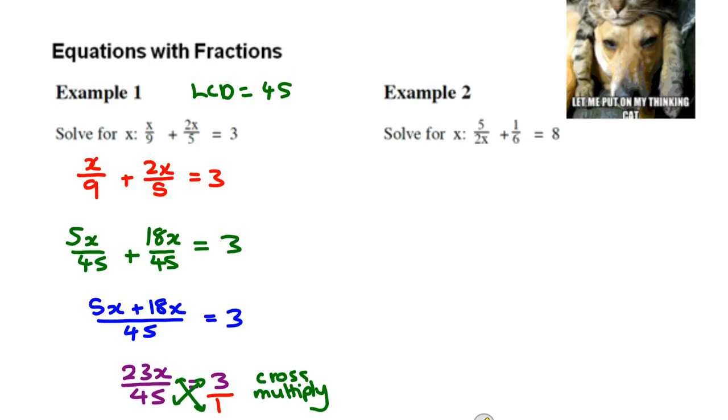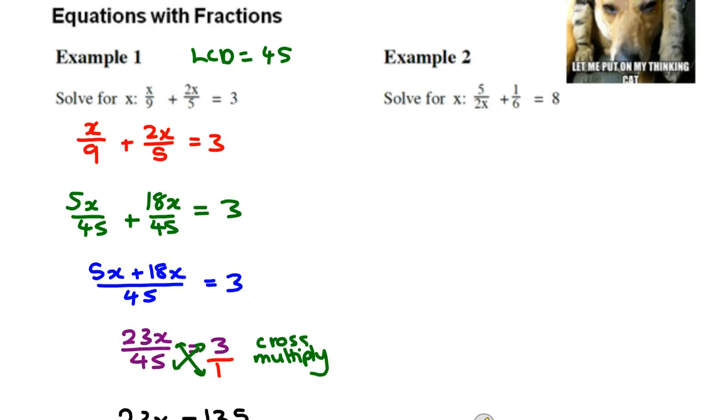Next one, solve for x. So again, I like to write the question out again because it looks a bit messed up on these ones because of the x dot dot. 5 over 2x plus 1 over 6 equals 8. We've got to deal with the LCD. What's our LCD? 2x and 6. That's an interesting one. What's the lowest common denominator if you're dealing with 2x and 6? I think it's not 12x. It would be 6x. So you could use 12x, but 6x is the lowest common denominator. So it's easier to deal with them. So I'm going to use 6x plus 6x still equals 8.